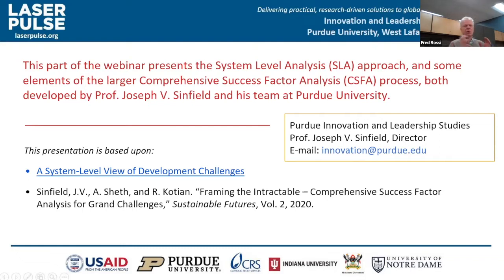So Joe Sinfield has distilled down SLA from this larger process in order for it to be applied by research teams on a shorter time frame to pinpoint problems and come up with research questions for a particular project.